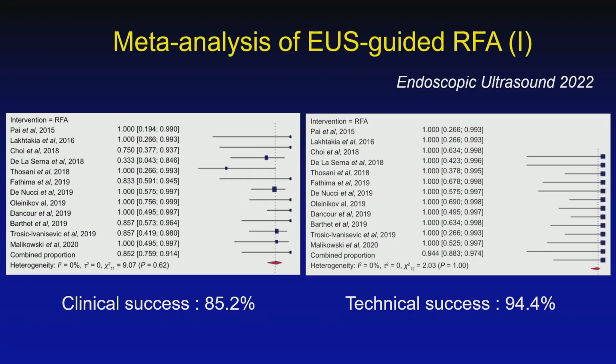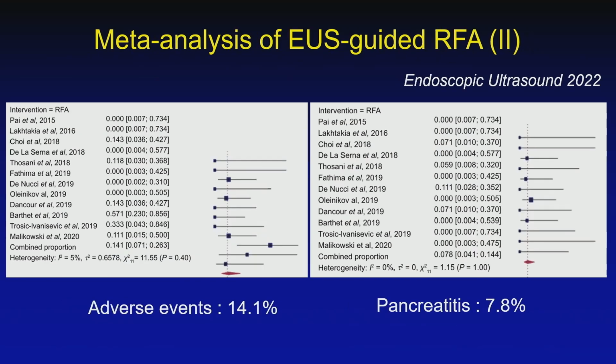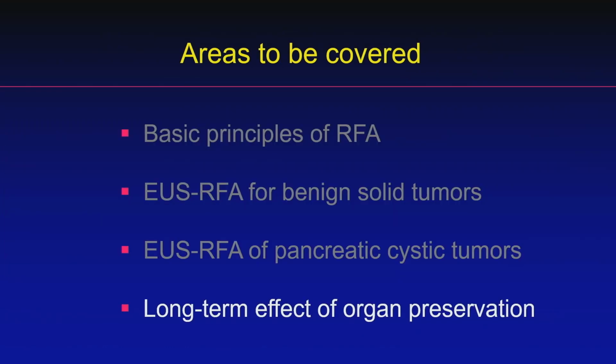Recent meta-analysis of EUS-guided RFA shows clinical success rate of 85% and a technical success rate of 94%. Adverse event rate was 14%. Among them, pancreatitis rate was 7.8%, but serious necrotizing pancreatitis were rarely seen. Let me move on to the long-term effect of organ preservation.